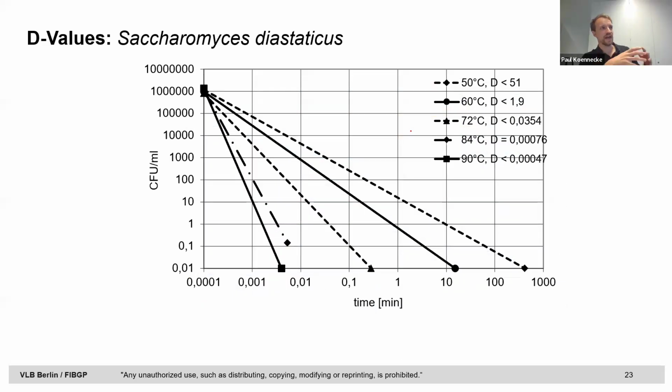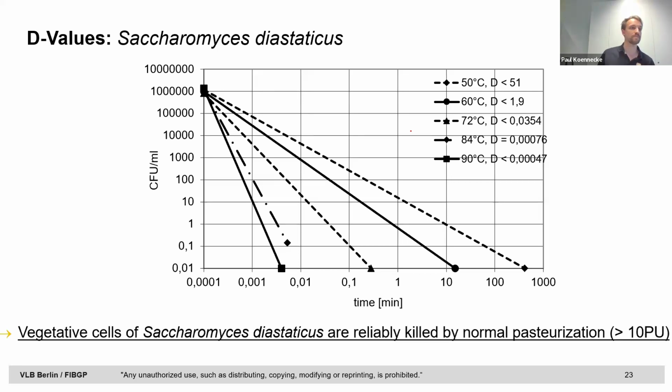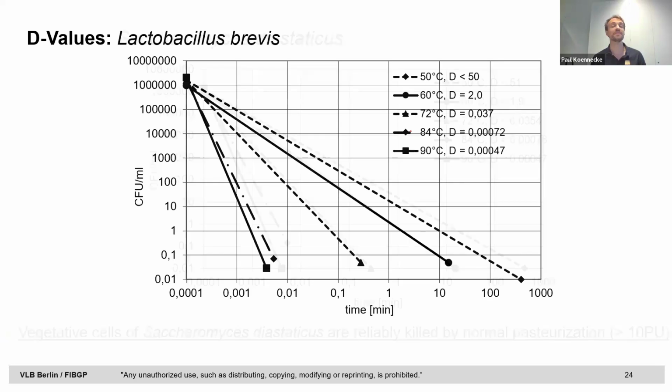And just to give you also a little bit of an idea how those different D values matter. When you look at Saccharomyces diastaticus, which is one of our main beer spoiling microorganisms, which we don't want to have because it can ferment dextrins, which other yeasts can't, you see that the higher you go with these temperatures, the more effective the killing is in terms of the decimal reduction. And those D values, of course, are different to the D values of Lactobacillus brevis, which has a way better stability against heat.